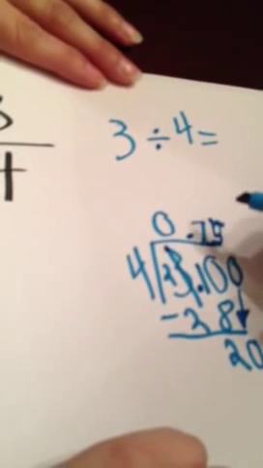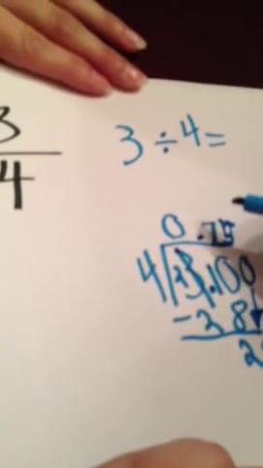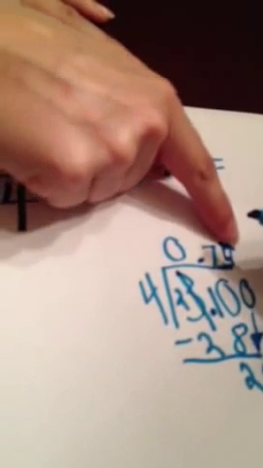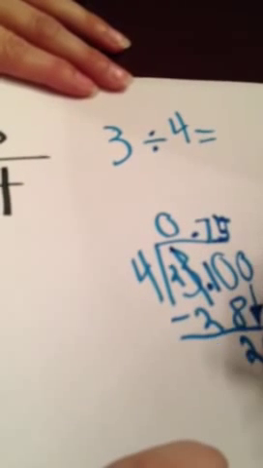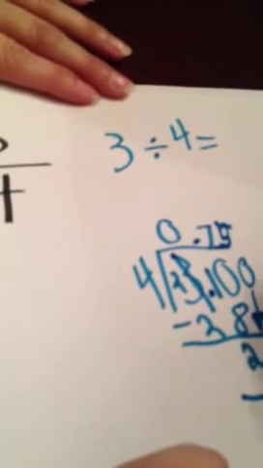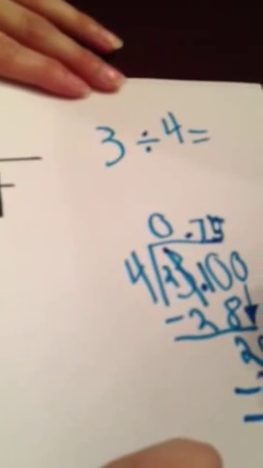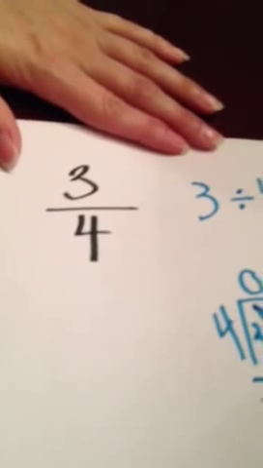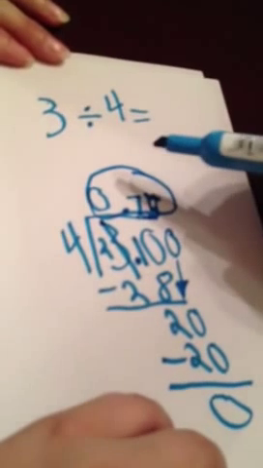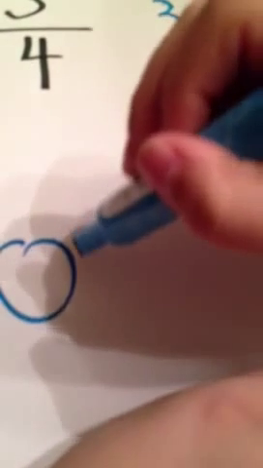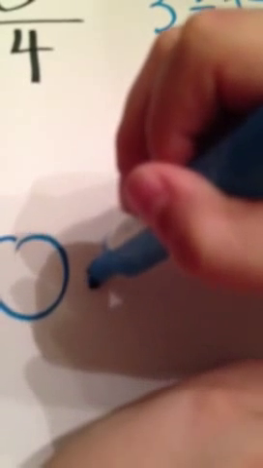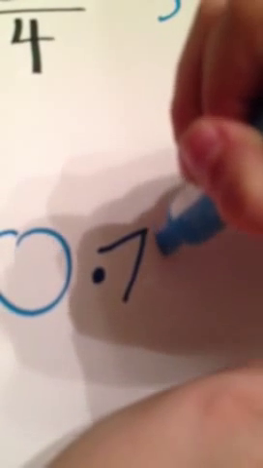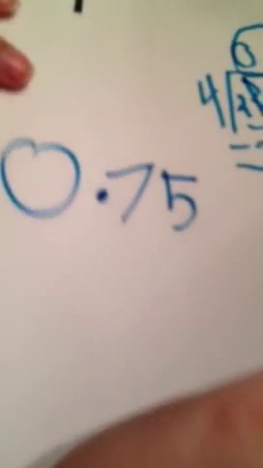Now what's 5 times 4? 20. And you would subtract it. Very good. So, what is 3/4 equal to? Can you write the answer right here? Very good. You gonna try one more all by yourself?